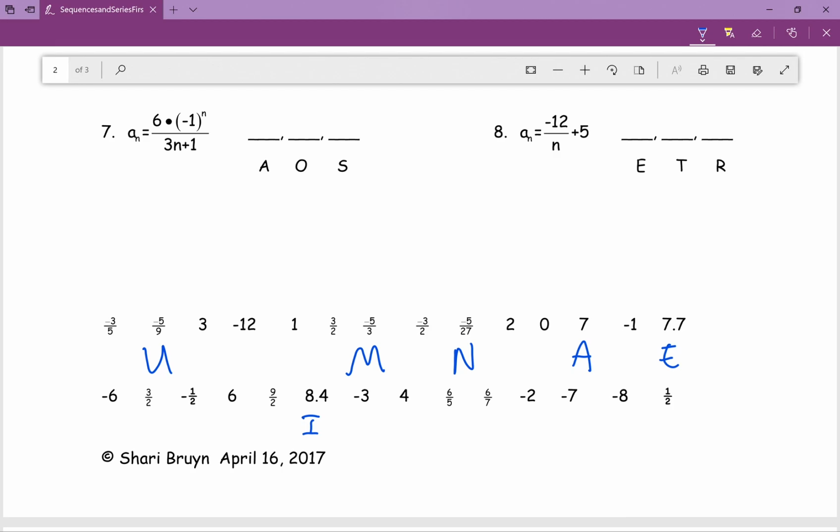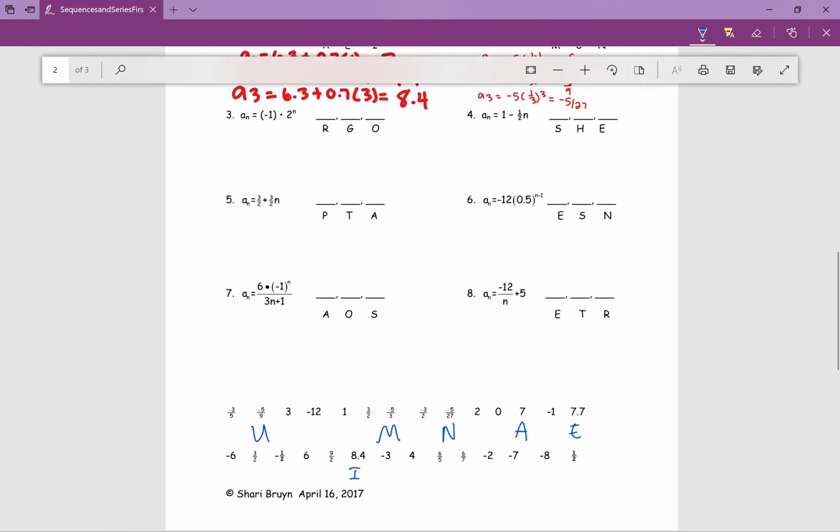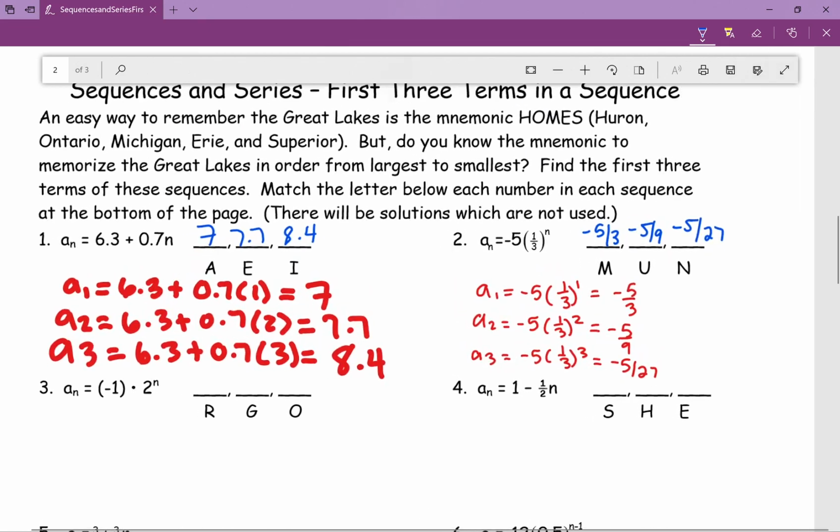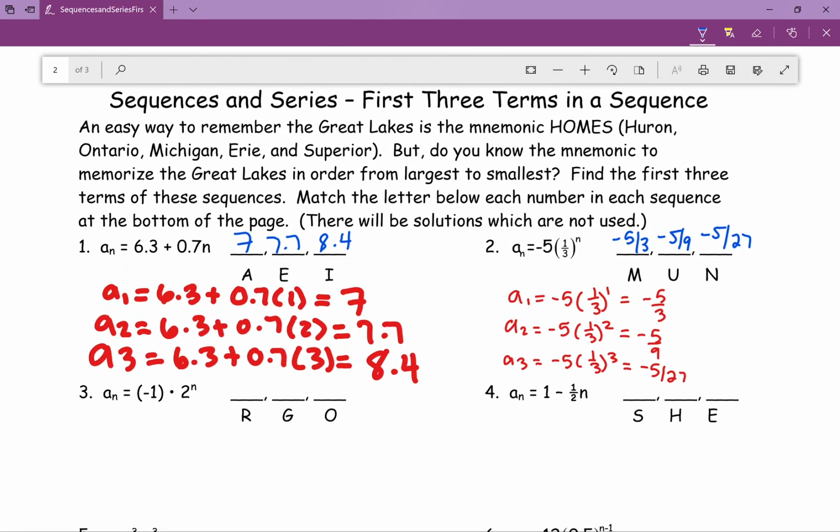So eventually this is going to form a sentence, and that is how you find the first 3 terms for either of these sequences.